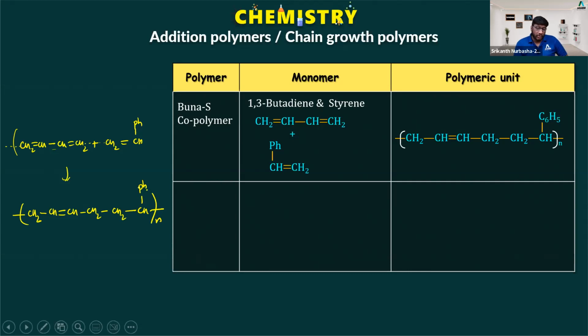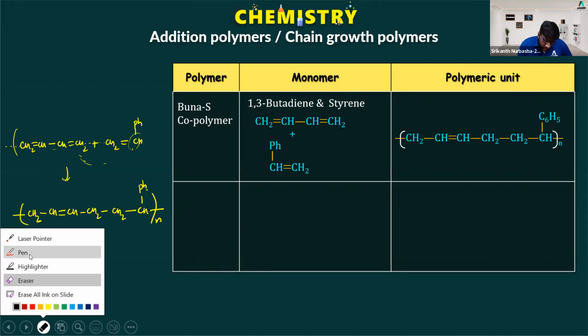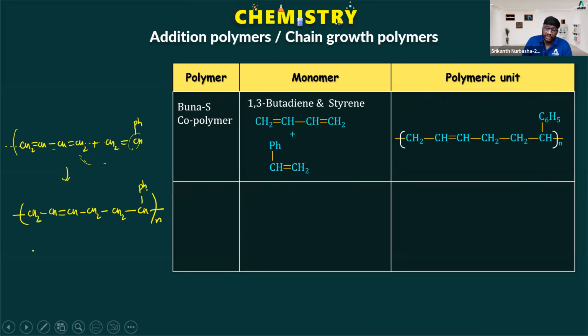Some people get confused. They will be connecting this carbon with this carbon. Where would the Ph position then be placed? That is wrong. That is not the polymer form. CH2 single bond CH double bond CH, CH2, CH2, CH-Ph taken n times. This is nothing but your respective Buna-S, which is a copolymer of 1,3-butadiene and styrene.